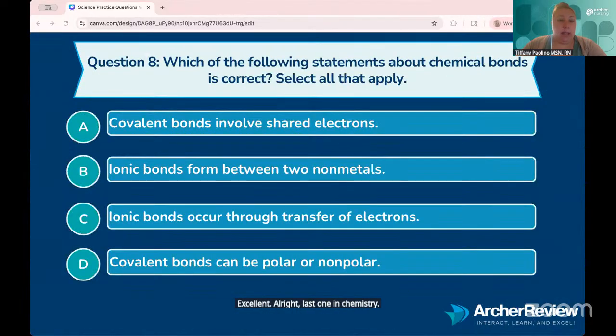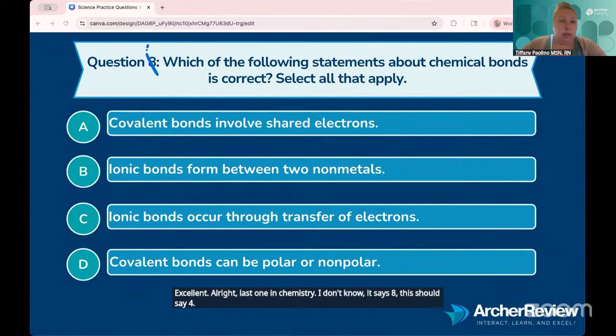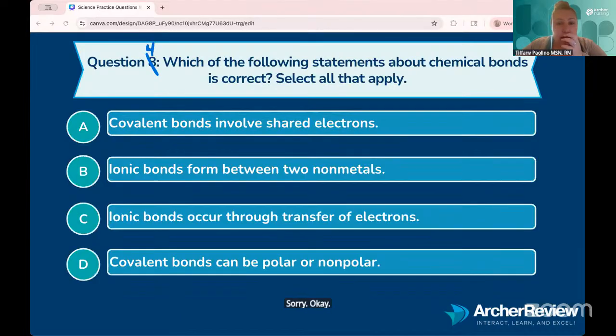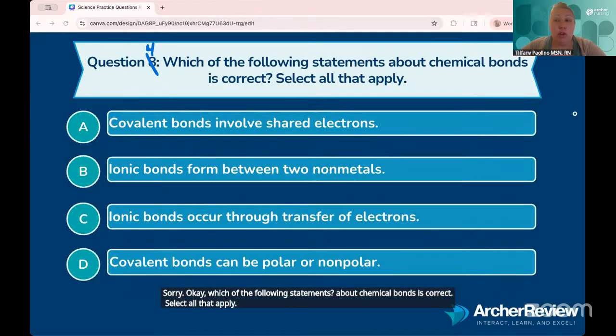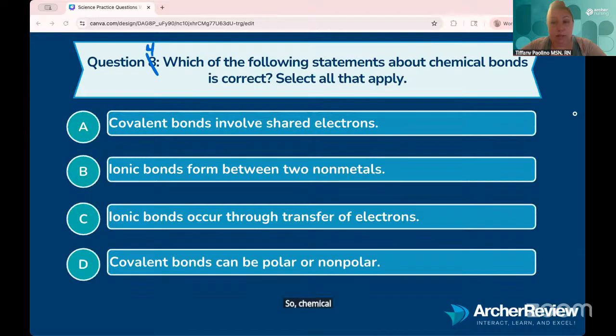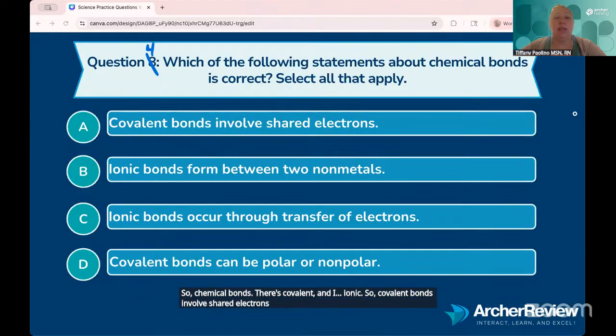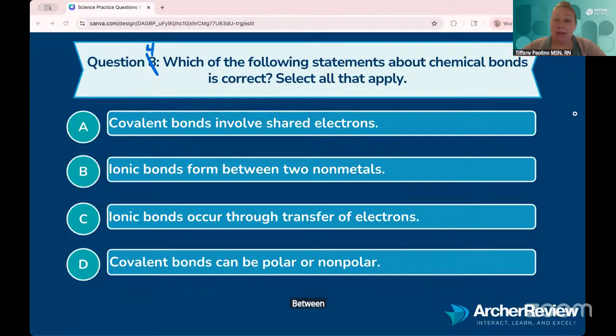I don't know why it says 8. This should say 4. Sorry. Okay, which of the following statements about chemical bonds is correct? Select all that apply. So, chemical bonds, there's covalent and ionic. So, covalent bonds involves shared electrons. Ionic bonds form between two nonmetals. Ionic bonds occur through transfer of electrons, or covalent bonds can be polar or nonpolar.